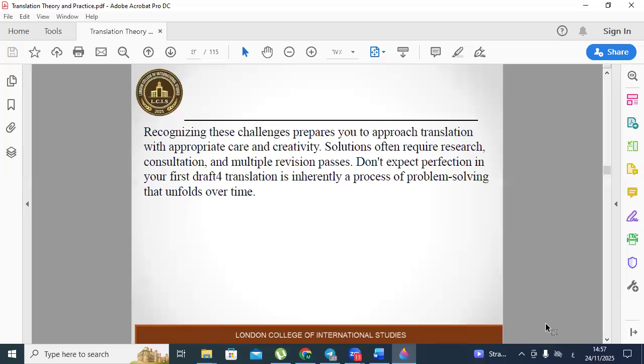Solutions often require research, consultation, and multiple revision passes. Do not expect perfection in your first draft. Translation is inherently a process of problem solving that unfolds over time.